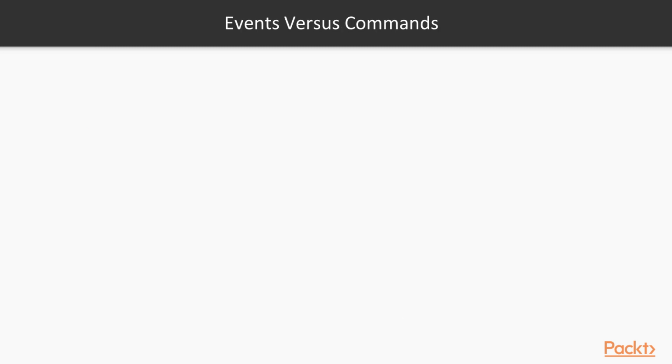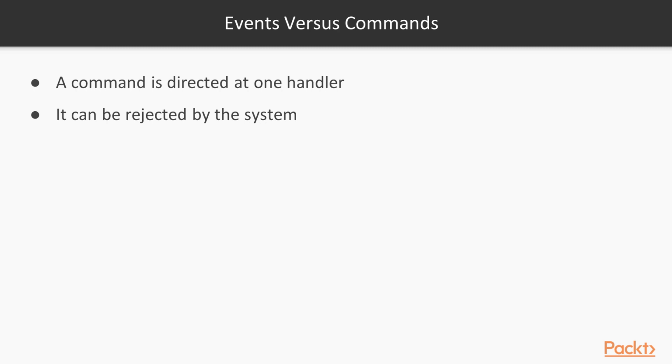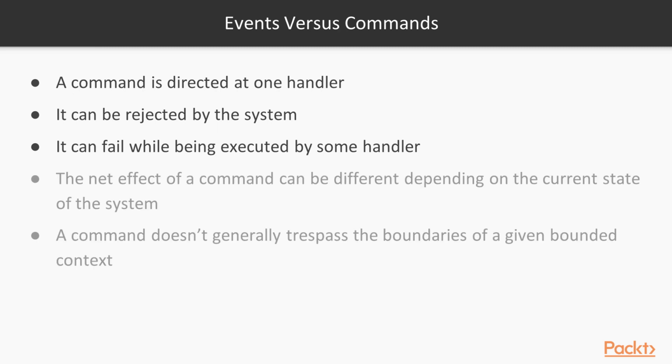And let's review events and commands. From a CQRS point of view, they are both messages. First of all, a command is directed at one handler, and it can be rejected by the system or by the receiver. So a command is something that we ask for. Also, a command can fail while it's being executed by some handler. There's a possibility that some service required to execute this command can fail. Generally, a command doesn't trespass the boundaries of a given bounded context. And finally, a command's naming should describe something to be done.